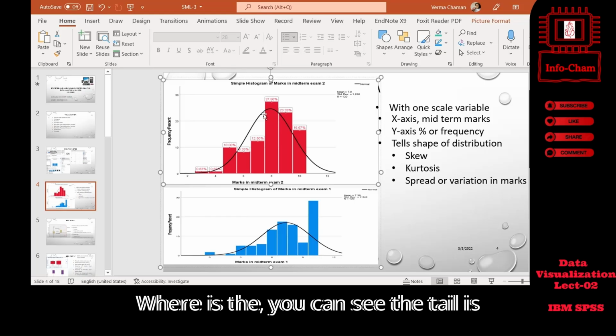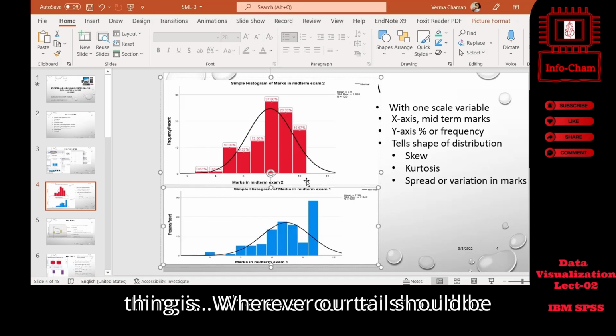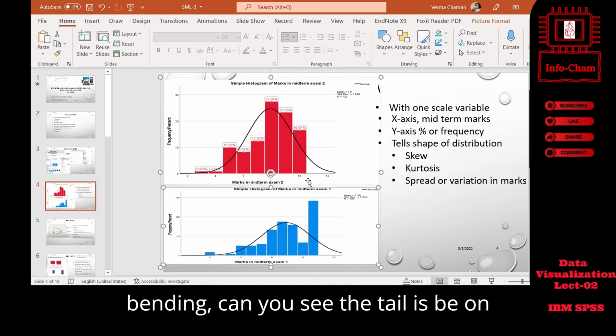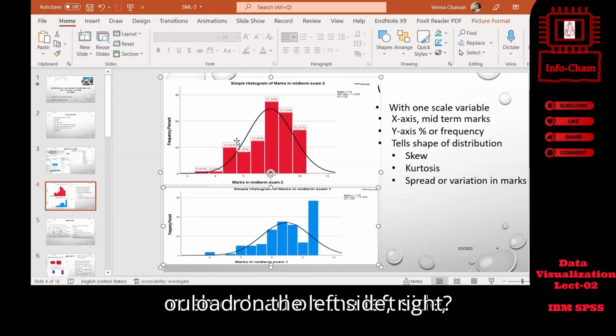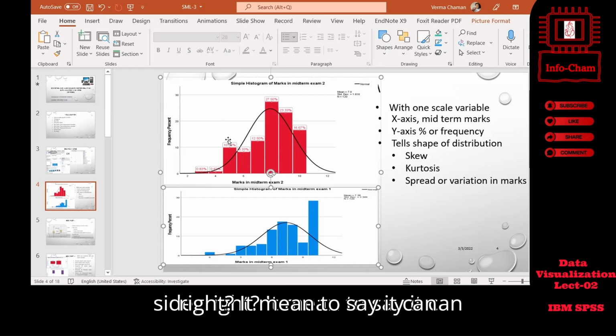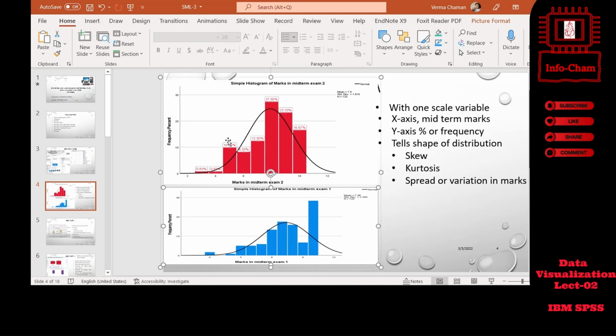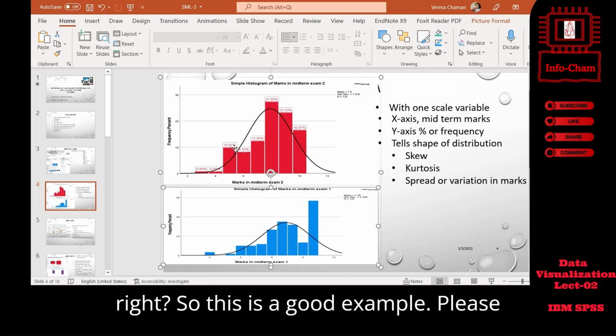Where is the tail bending, right side or left side? Wherever our tail should be bending, can you see the tail is on the left side? Basically, there is no rush or load on the left side, right? So it is going towards the left side, right? It means to say it must be negative skewed data, right? So this is a good example.